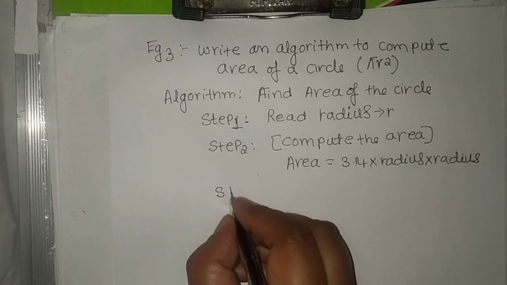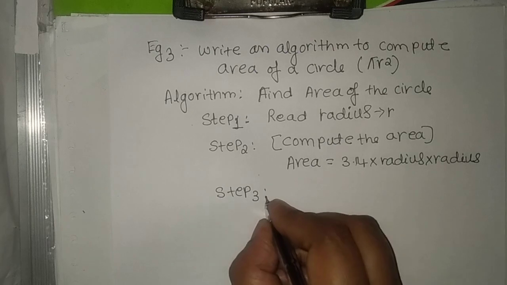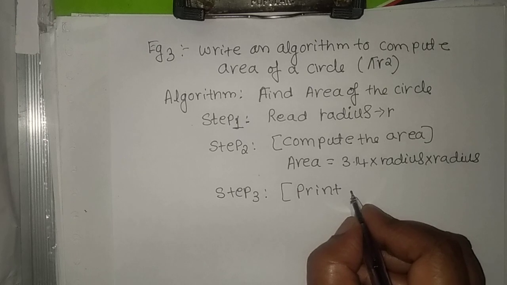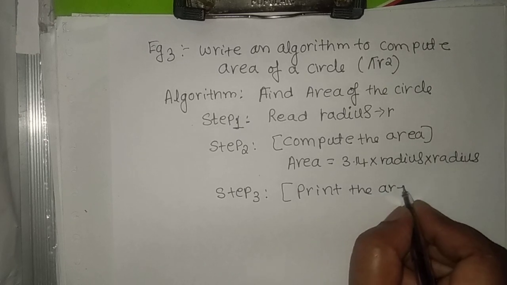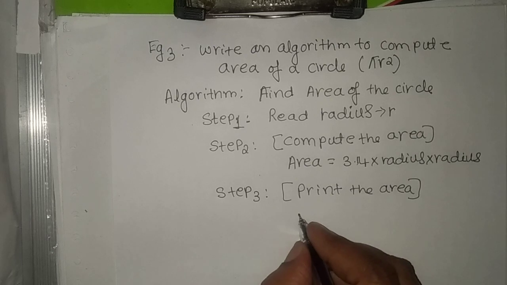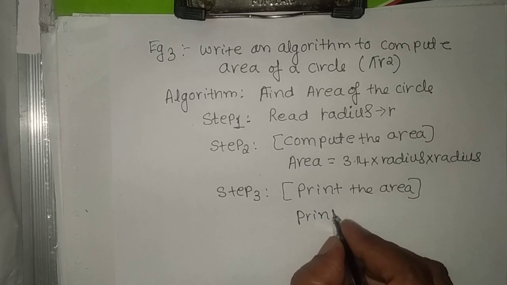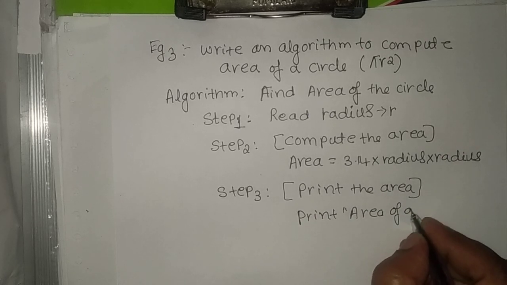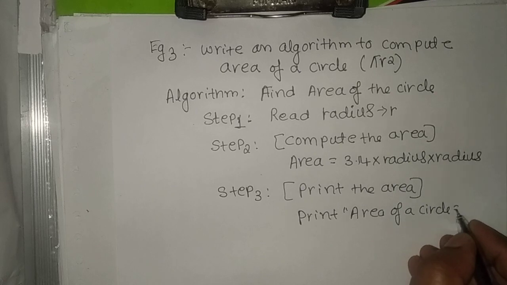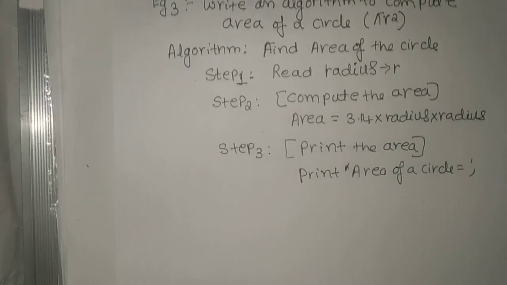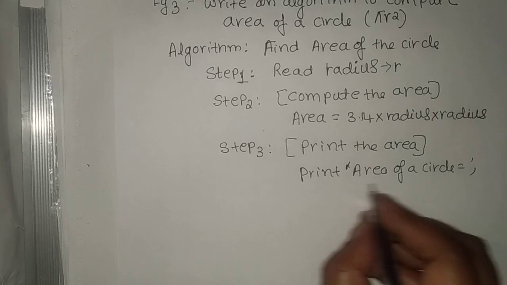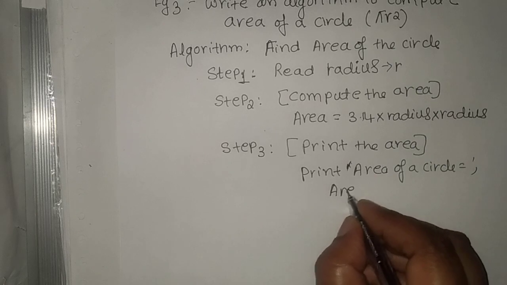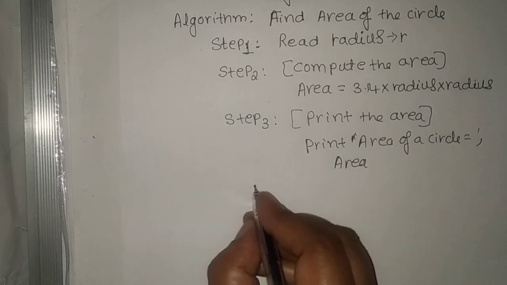After this, step 3 will be what? Print area. So print area of a circle. Okay, single quotes is enough here. Is equal to area. In the previous problem also we can write only single quotes. Area, comma, then we can write area.